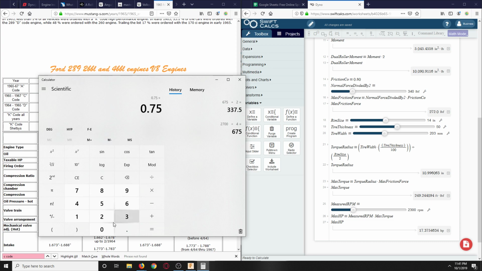So 75% of 2700. 2700 times 0.75 is 2025, divided by 4, and then again divided by 4 again. Sorry. Divided by 4 and then divided by 2, 506.25. And then divided by 2, 253. So this now, wait a second.